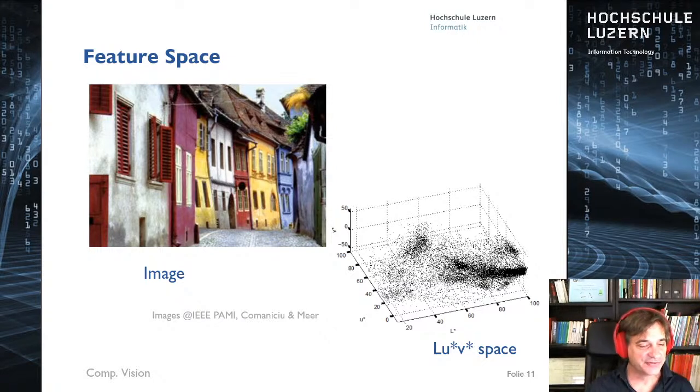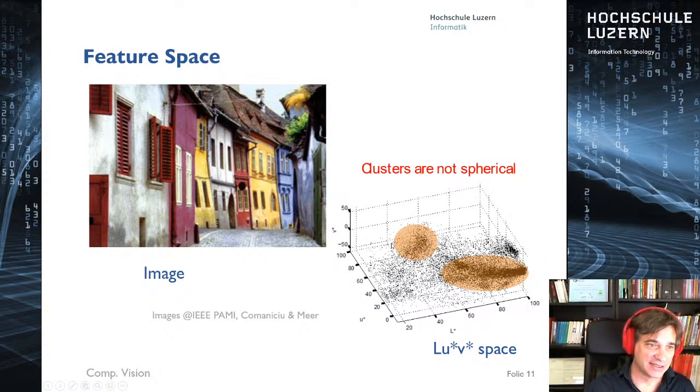The problem here is, if we convert this image to a color space, here we use the LUV space, then some of the clusters look okay, like this one here, but other clusters that could be together here look not very spherical at all, and so it's a question if the k-means algorithm would work well for that.